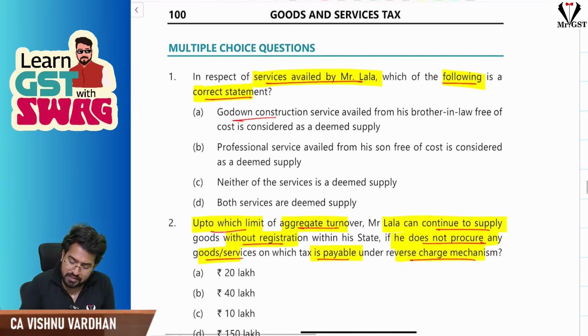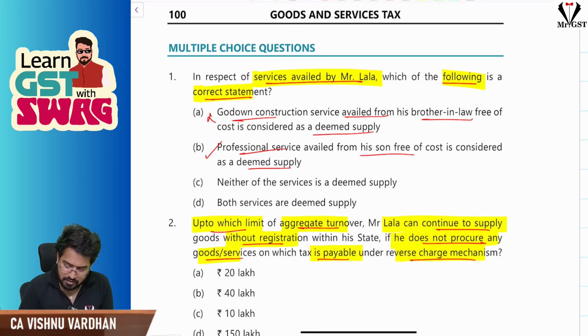So, go down construction services from his brother-in-law, deemed supply. No. Professional services from son, deemed supply. Yes. Neither of the services deemed supply. Both. No, no, no, no. So, option B is the correct answer.